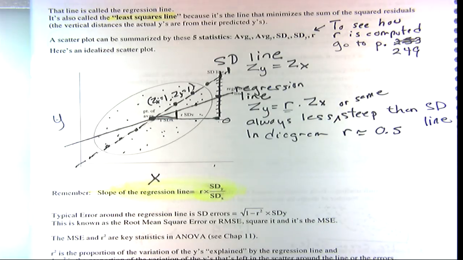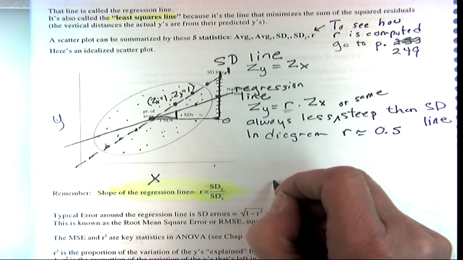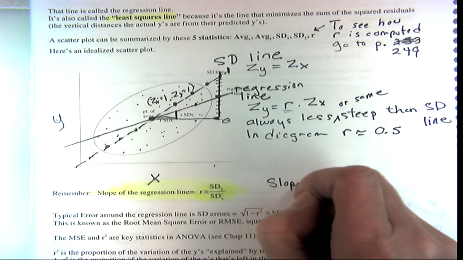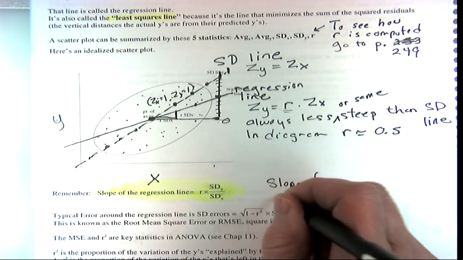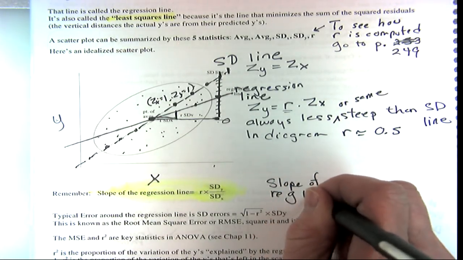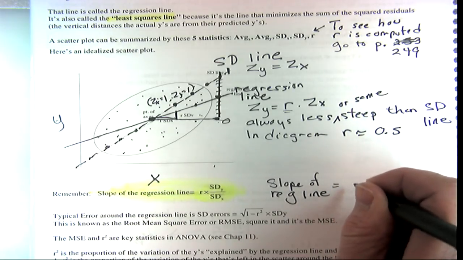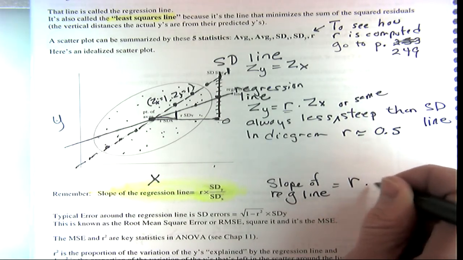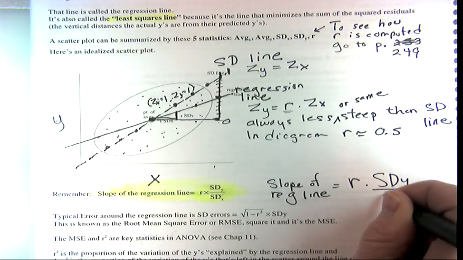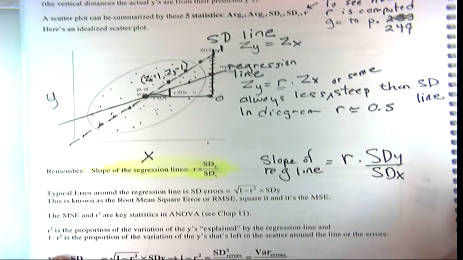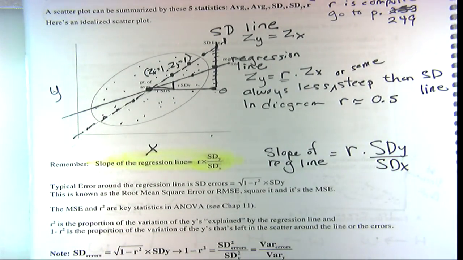Okay, I'll just write it large, so it'll pop out at you when you're looking over your notes. The slope is equal to what? r times the standard deviation of y over the standard deviation of x. Okay. You need to know that.